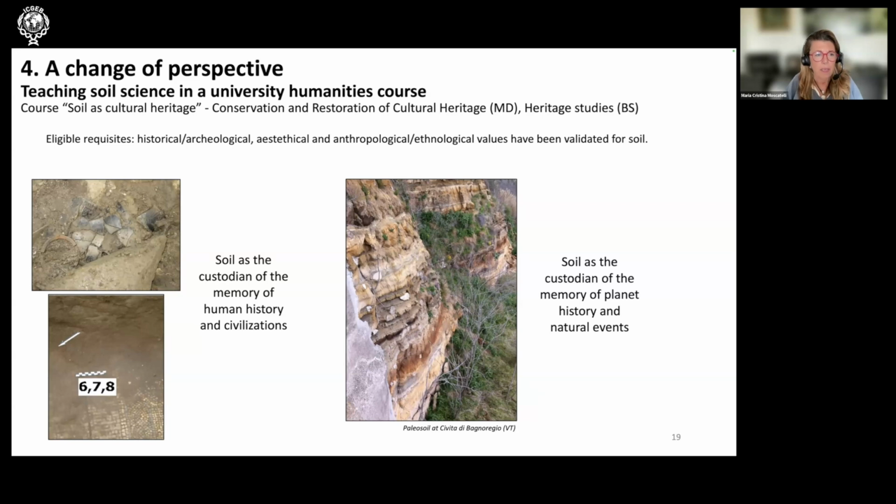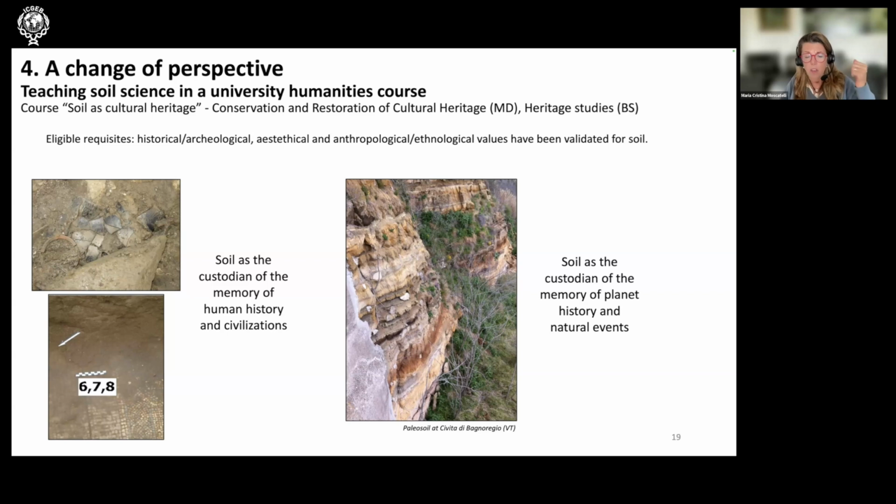And the course is entitled Soil as Cultural Heritage because soils respond to the eligible requisites that an item or a site has to show if we want to call it cultural heritage. So the eligible requisites are historical, archaeological value, aesthetical value, and anthropological and ethnological value. In this course that I share with my colleague, Sara Marinari, we talk about soil as custodian of the memory of human history and civilization, particularly in conserving and preserving archaeological remains, through the specific physical, chemical, and biological properties of soils.